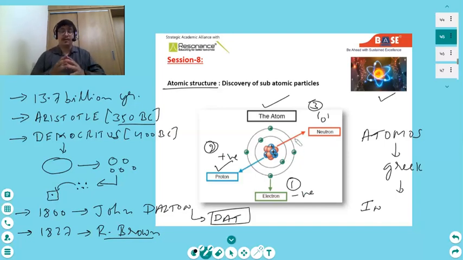But you must know that the atom is not only made up of these 3 things, it is made up of even more types of particles inside it. But our area of concern is these 3 subatomic particles, electron, proton, and neutron. Let's start that.